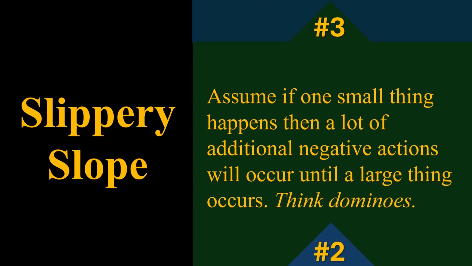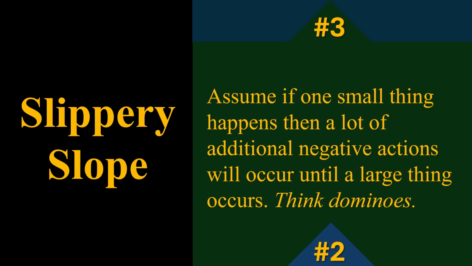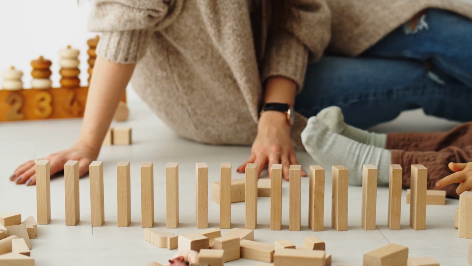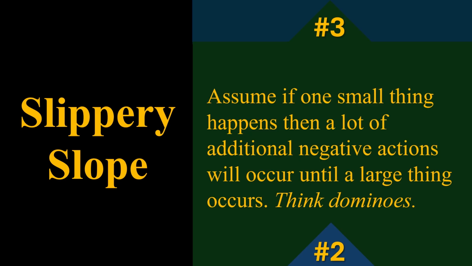The third fallacy is the slippery slope fallacy, and this one is kind of related to the previous one, false cause. The slippery slope fallacy happens when someone assumes that if one small change happens, then a lot of other small negative actions or events are going to happen until we eventually get to a really large problem. As you think about this fallacy, think about dominoes. When you hit the first domino, it falls over, hits the second, hits the third, hits the fourth, and so on. That is an example of the slippery slope fallacy, just assuming that there'll be a cascade of small events leading to a big one if you push that first domino.